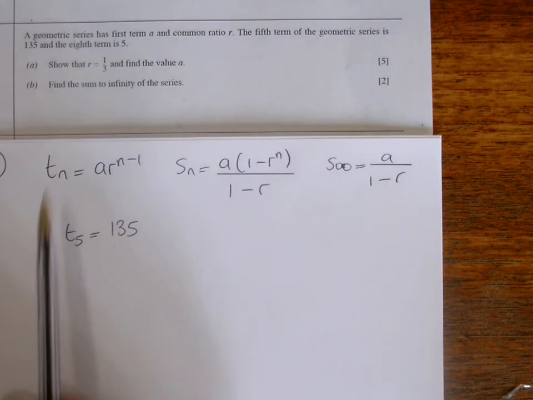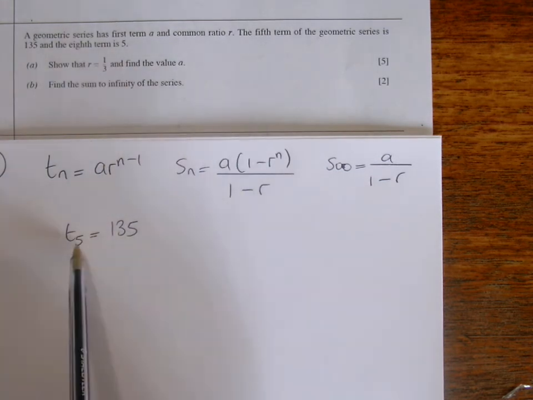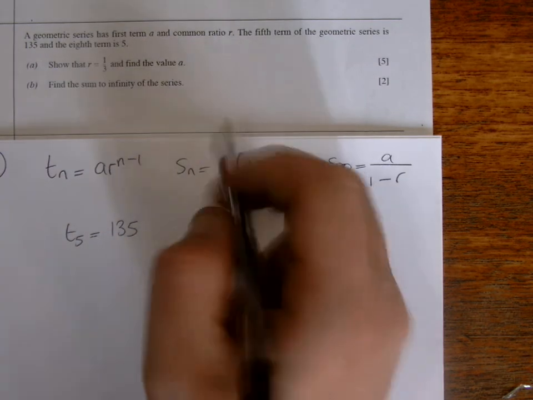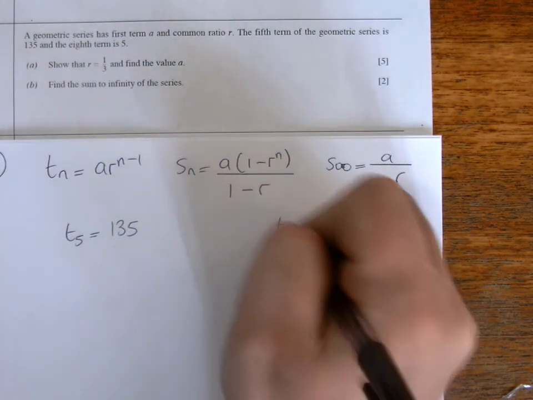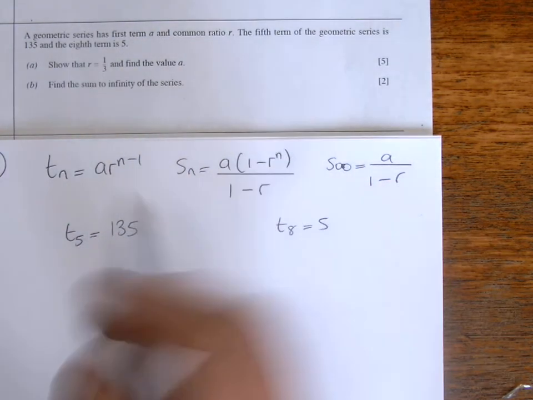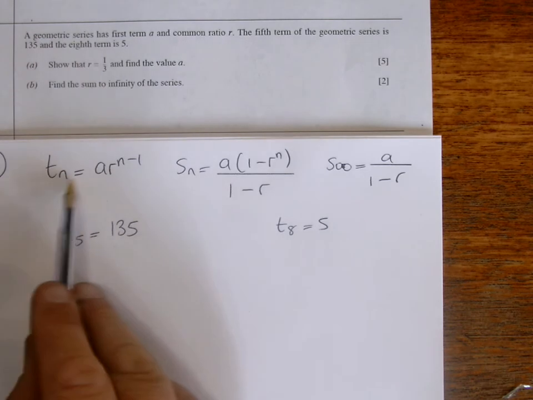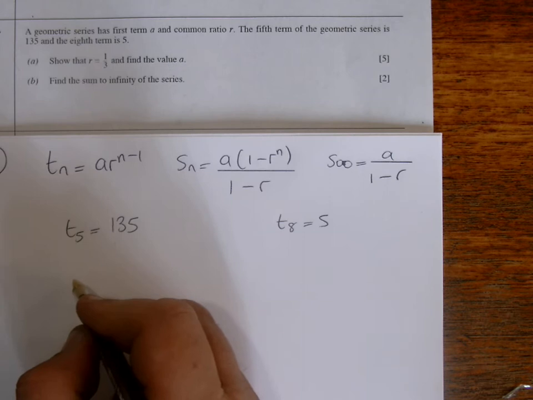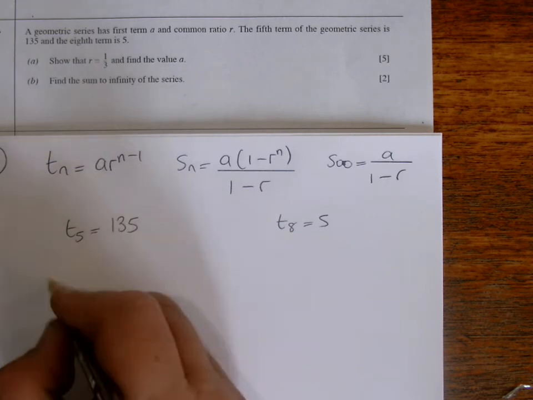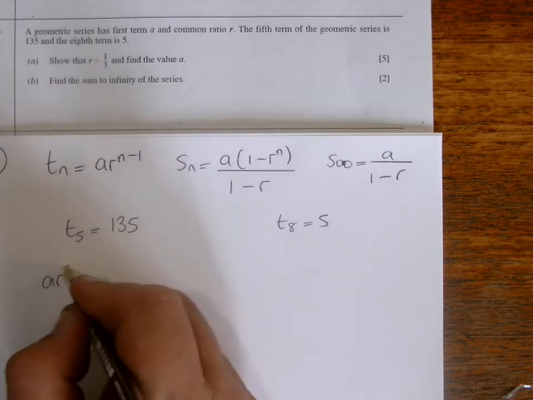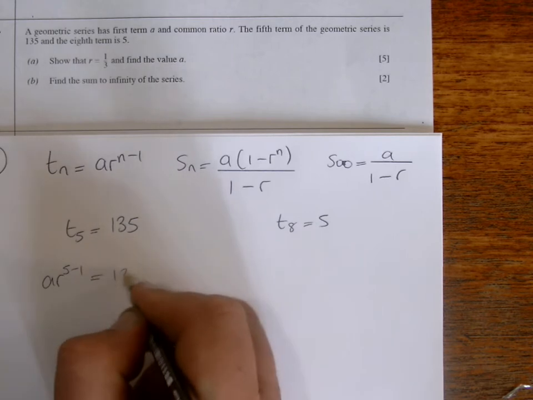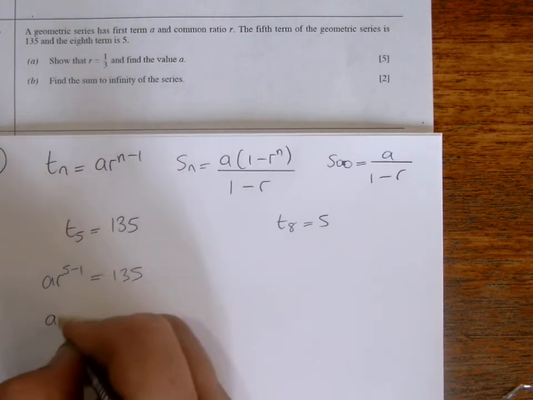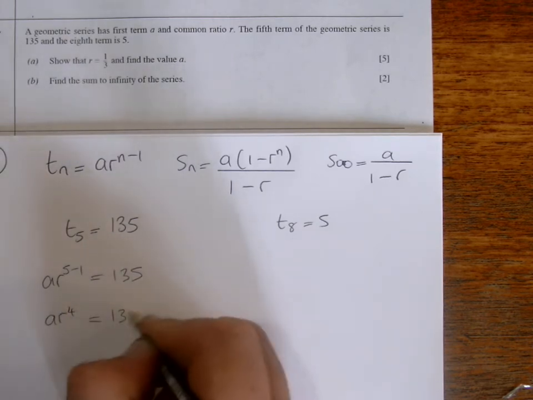Okay, so in question 2, we're told that the fifth term is 135 and the eighth term is 5. I'm going to show that r is a third. So we'll just sub in T5 there, so we put n to be 5. So we'll have n being 5, so that's ar^(5 minus 1) is 135. So this then becomes ar to the power 4 is 135.